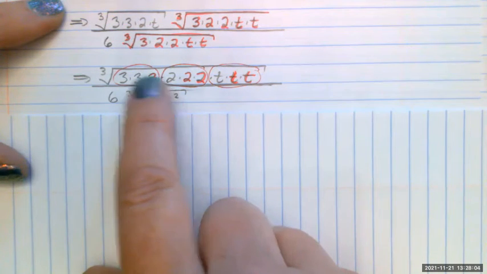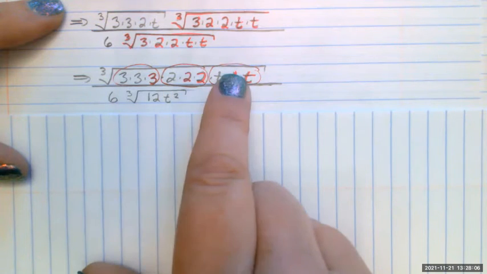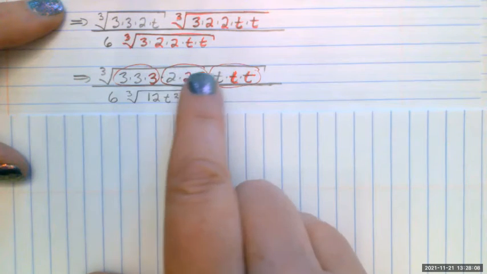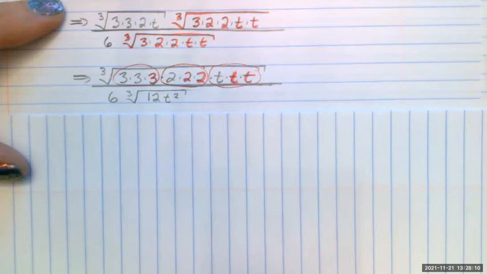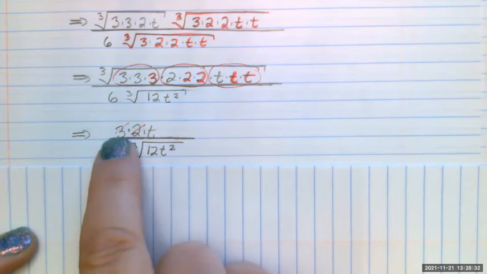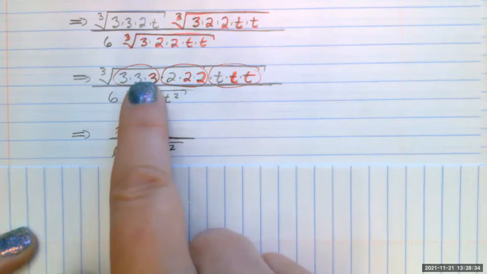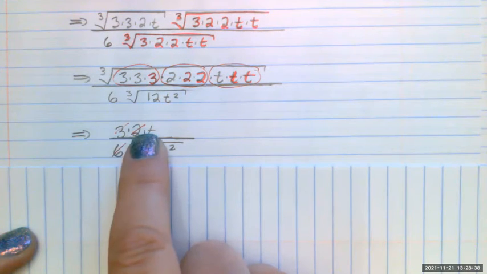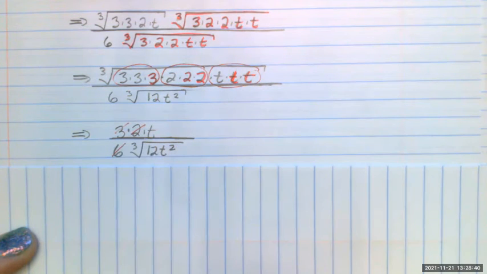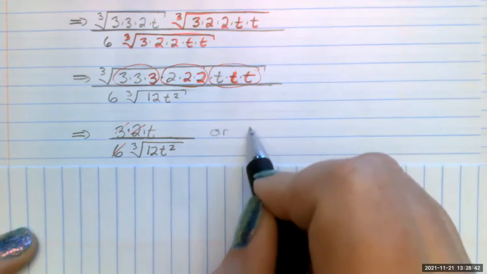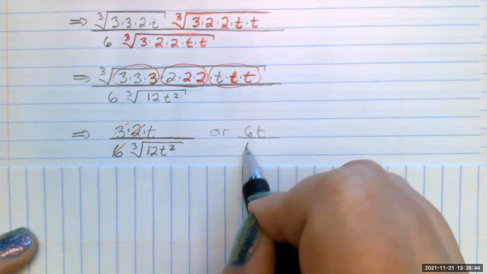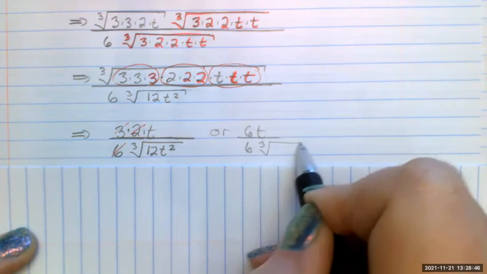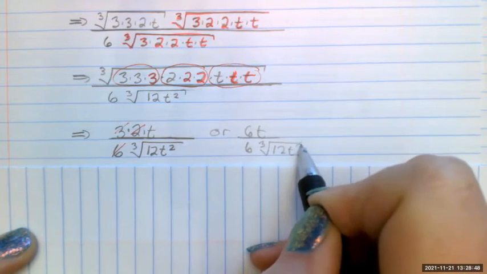Also remember, if it's multiplying inside the radical, the 3's, the 2's, and the t's, then they will be multiplying once you pull them out. As you notice, I pulled out the 3, the 2, and the t just to show my groupings right here. I did not multiply them together, but you can. If you want to write this as 6t over 6 times the cube root of 12t squared, you can.